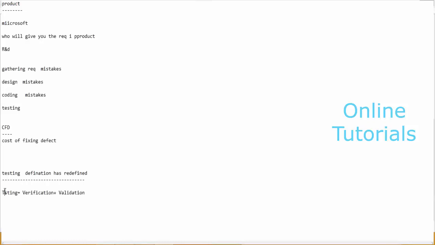As a tester, you are going to be involved in the validation part, not in the verification part.